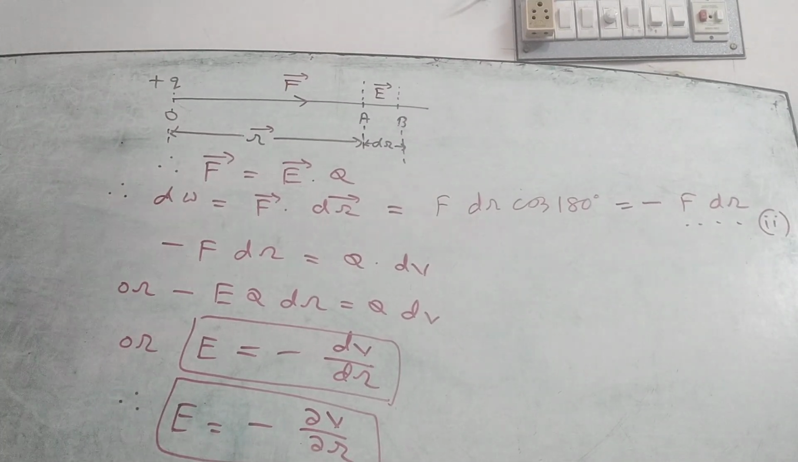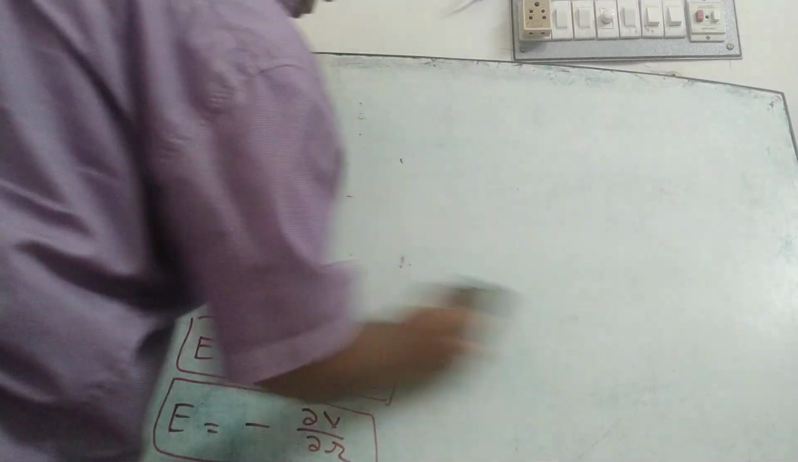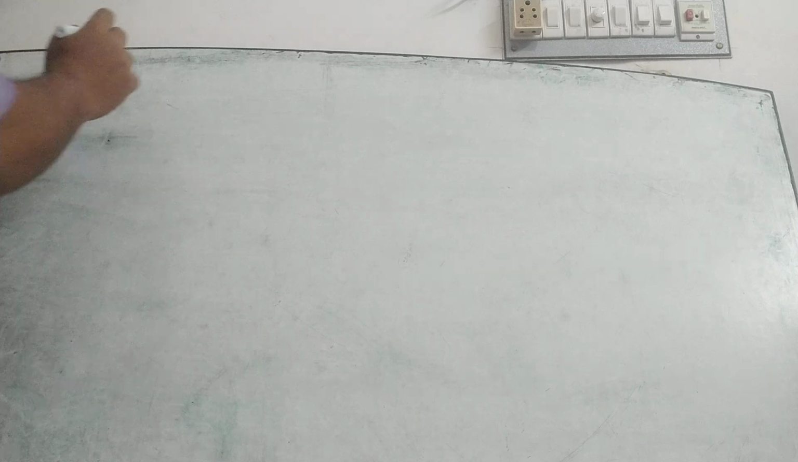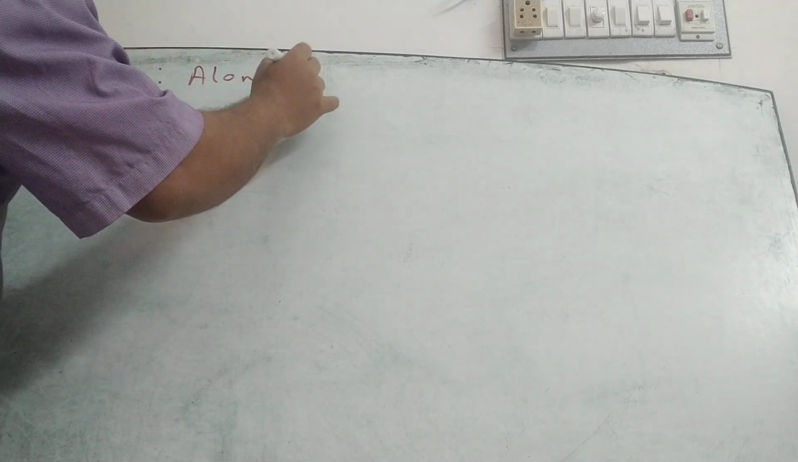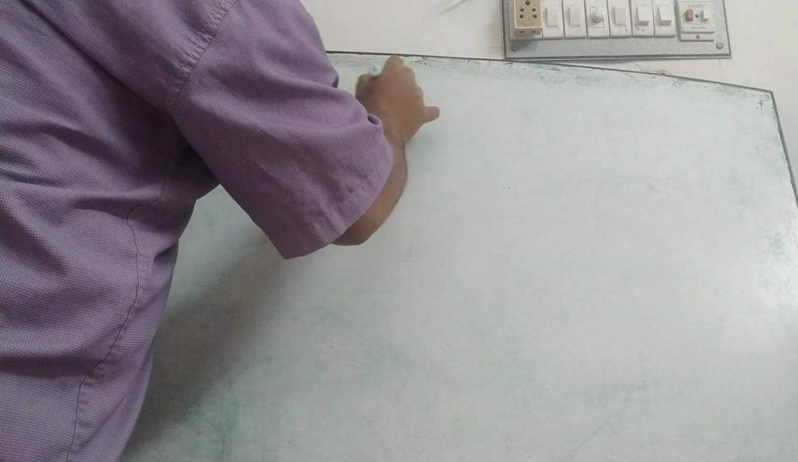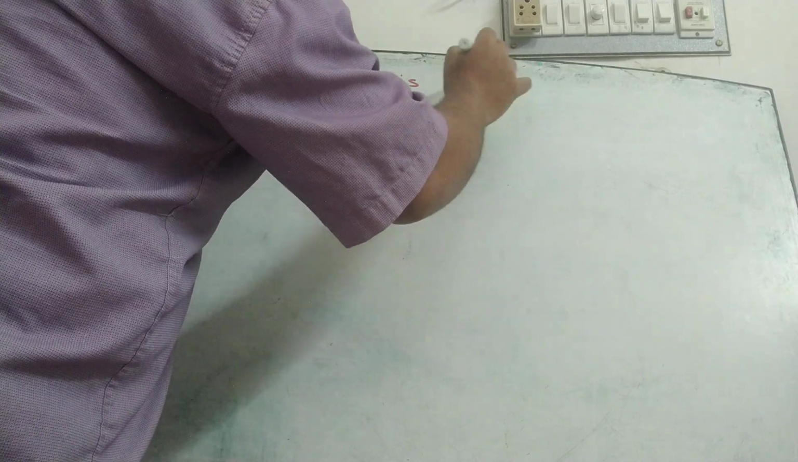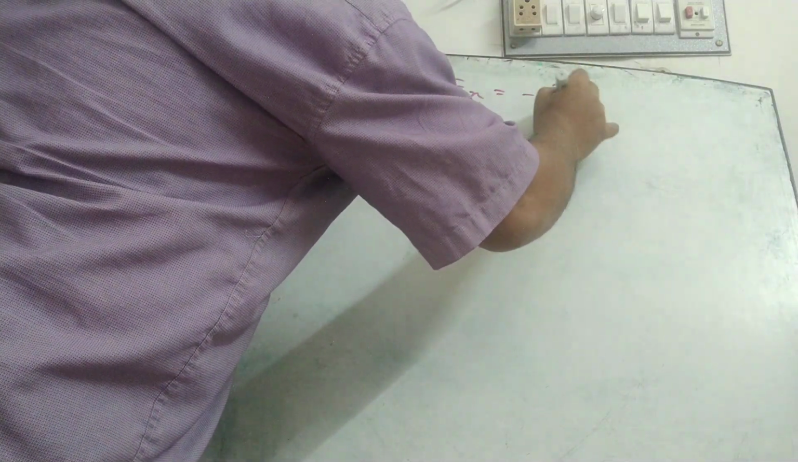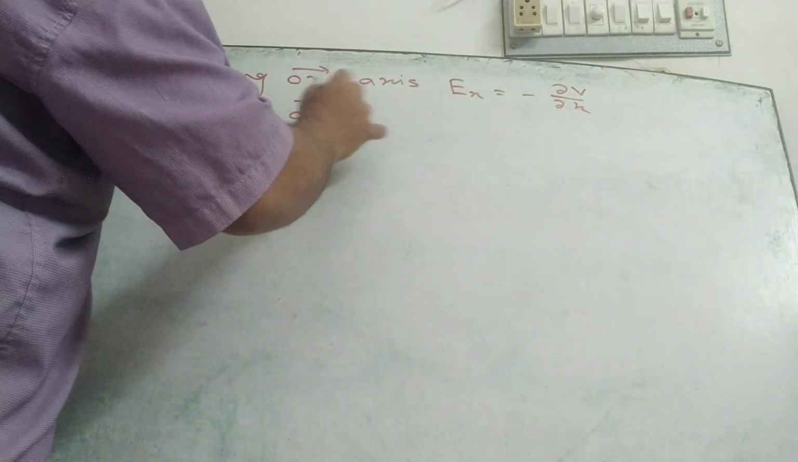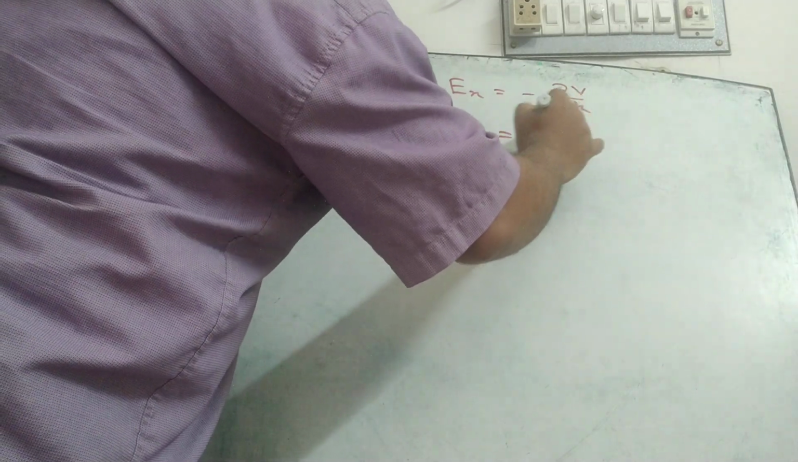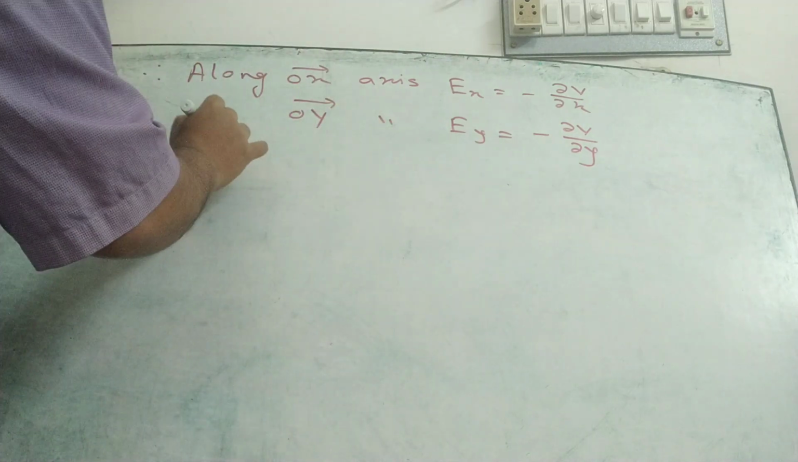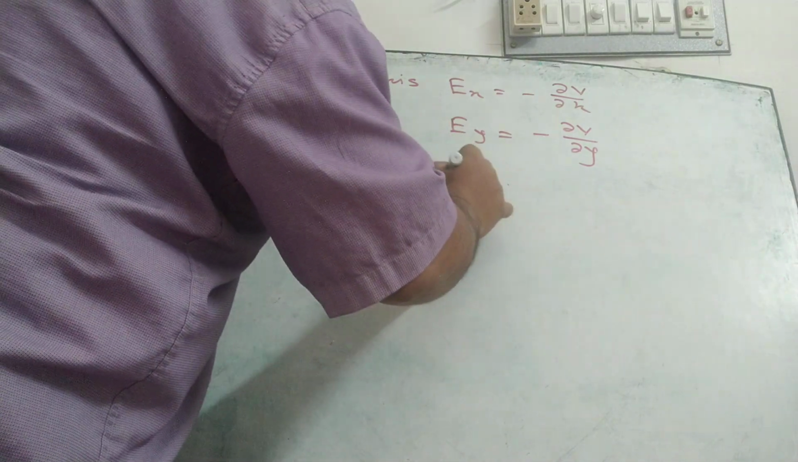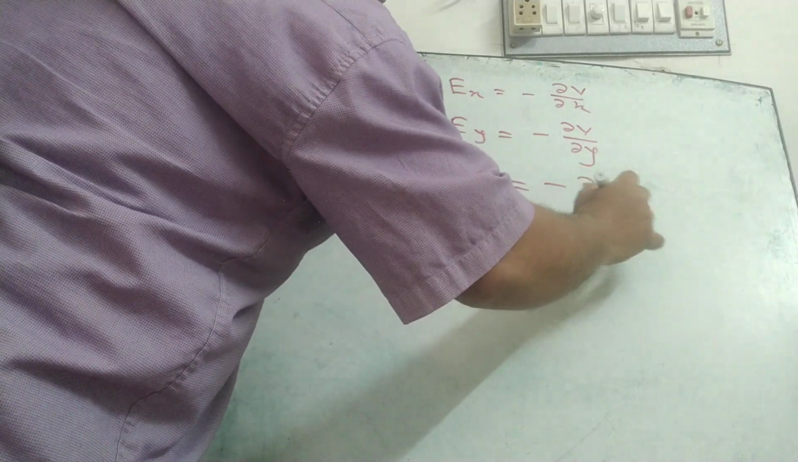If this changes occurs only along the x-axis, therefore we can write, along OX axis, electric field Ex is equal to minus dou V dou X. Along OY axis electric field Ey is equal to minus dou V dou Y. Along OZ axis electric field Ez is equal to minus dou V dou Z.